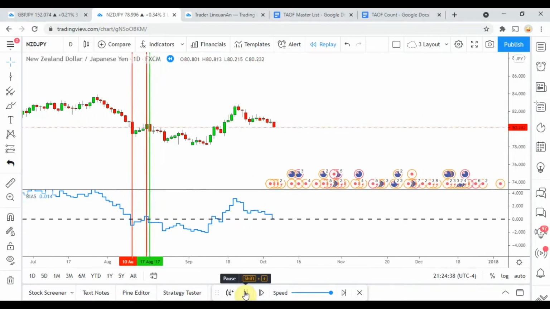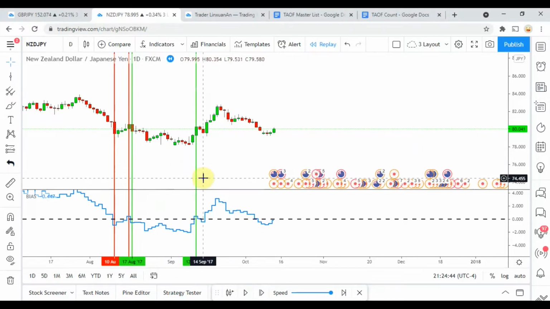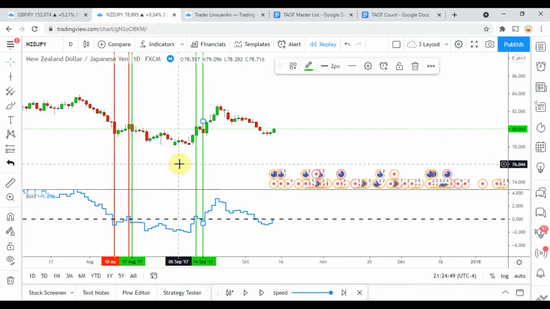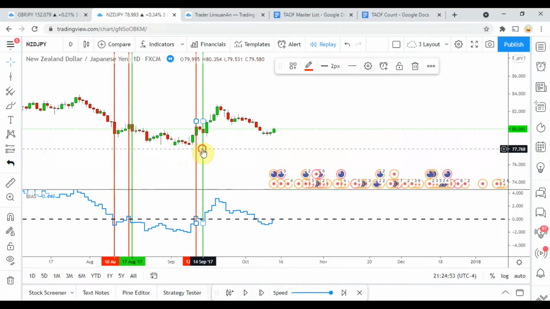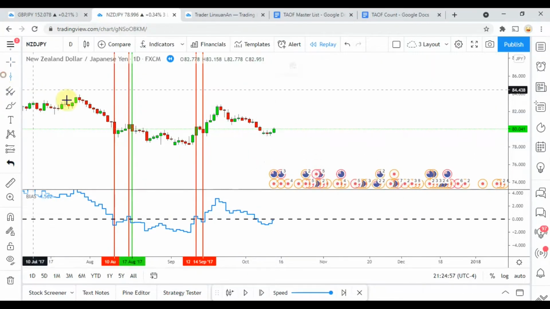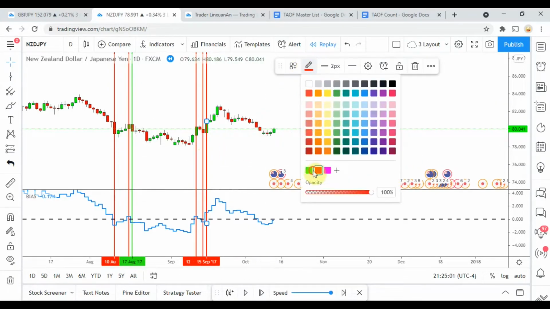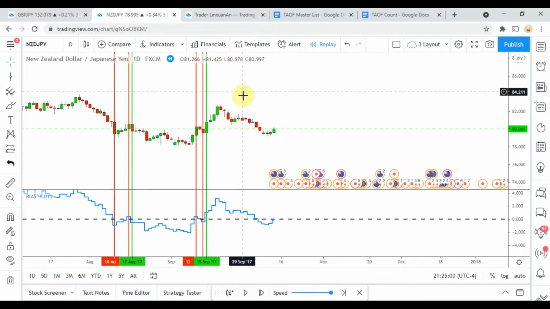Let's go ahead and continue on here. So we pick up a long over here, right about there. Unfortunately, we get a stair step down over here. That would have stopped us out. So that one wouldn't have worked out for us. Neither would this one. And then, boom, right there. We get a jump to the upside, and that one does get us to take profit.